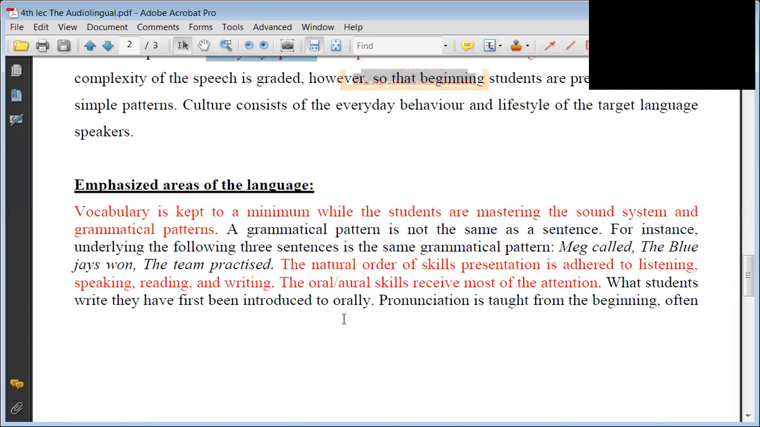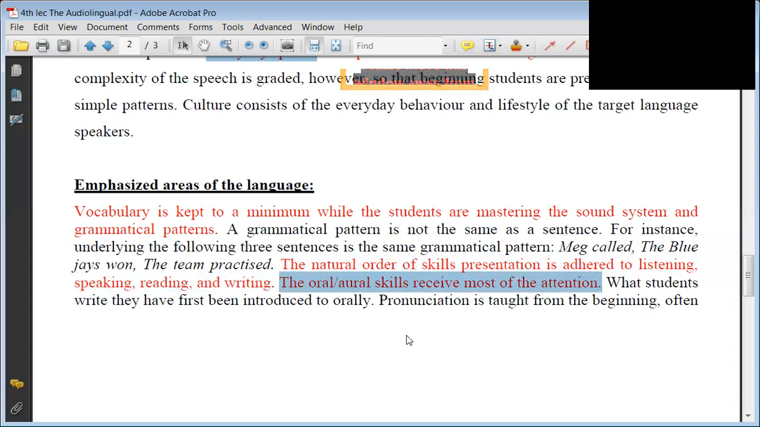The natural order of skills presentation is adhered to: listening, speaking, reading, and writing. In this way, the language is learned in the order of the four skills I have explained before. In learning the language like a child, we start with listening, then speaking, and then comes reading and writing. This is the natural order of learning the language, which is used in the audiolingual method. The oral skills receive most of the attention.